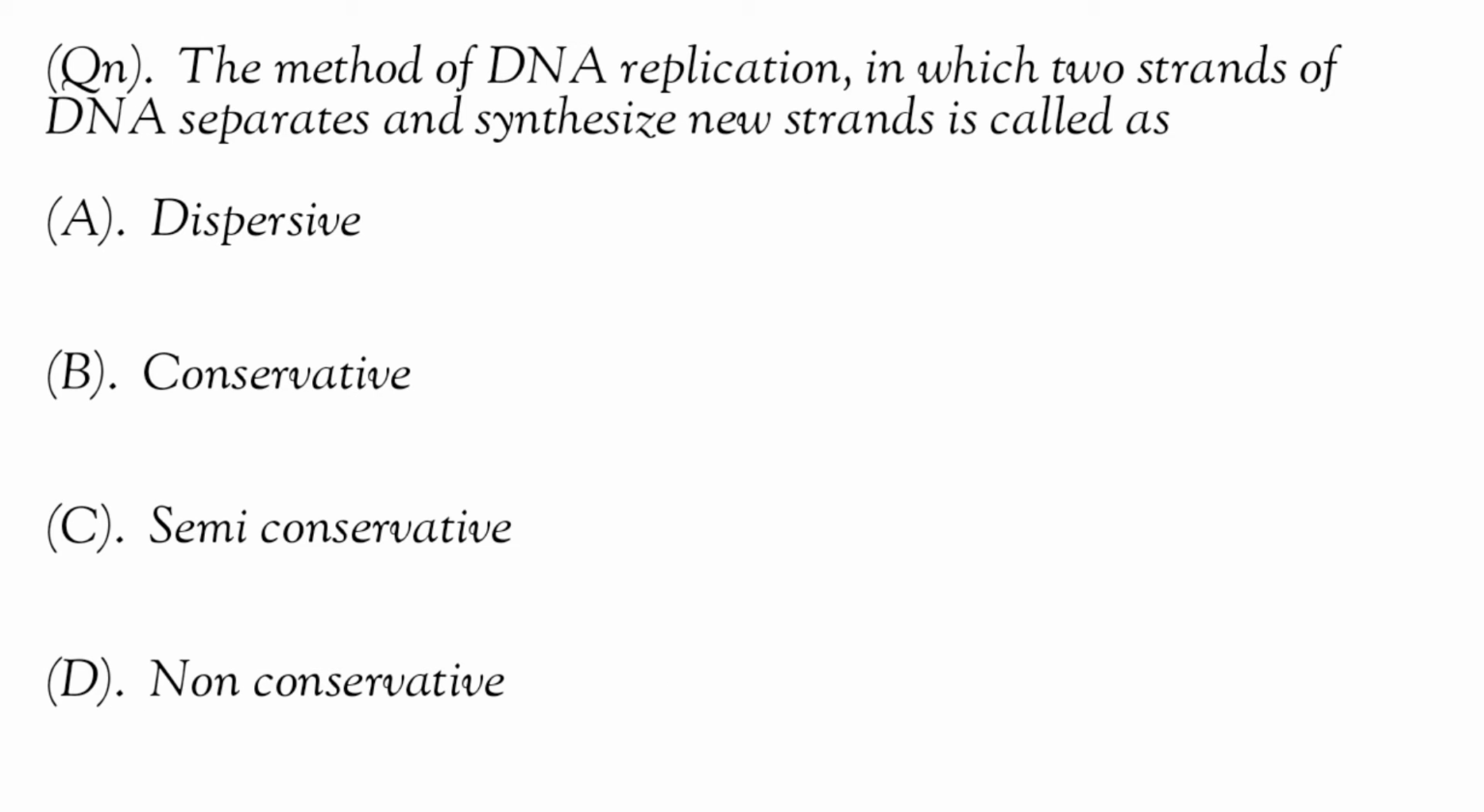Next one. The method of DNA replication in which two strands of DNA separate and synthesize new strands is called as option A, dispersive, option B, conservative, option C, semi-conservative, option D, non-conservative.